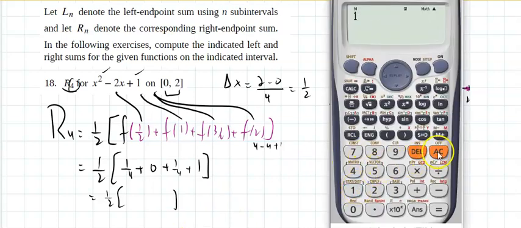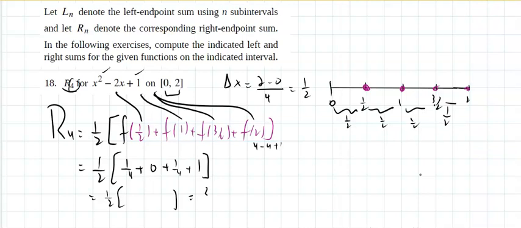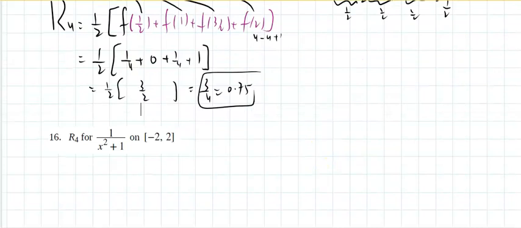Take 1 divided by 2, parentheses, 1/4 plus 1/4 plus 1, whatever that is. If your calculator gives you decimal, write it in decimal. If your calculator gives you fraction, give it in fraction. It's 3/4 or 0.75. It doesn't really matter, right? This is 1 plus 1/2. This is 3/2, which is 3/4. But no need to do that by hand.